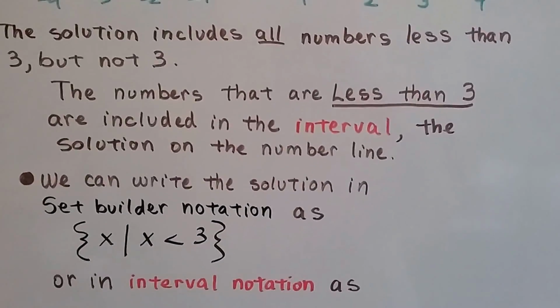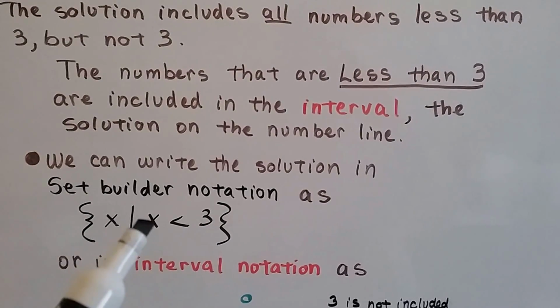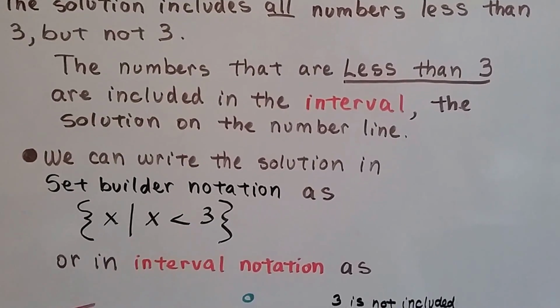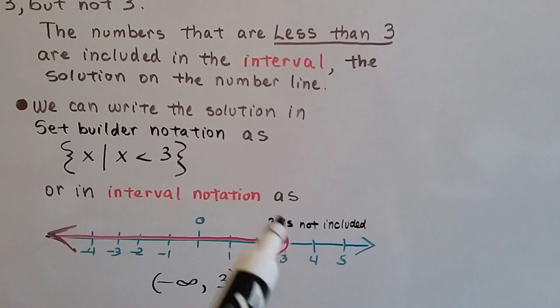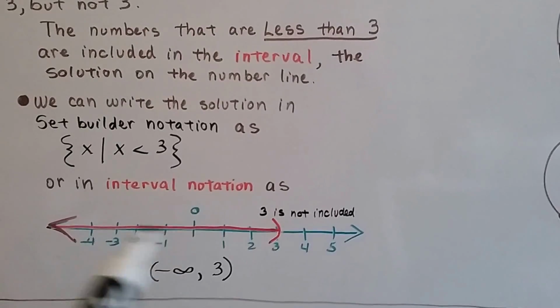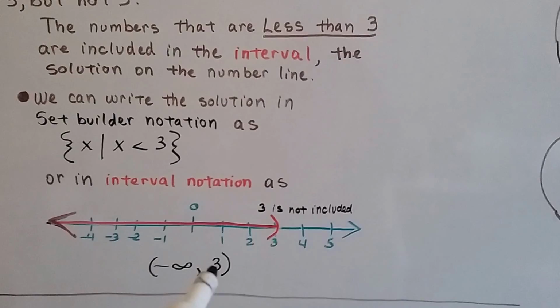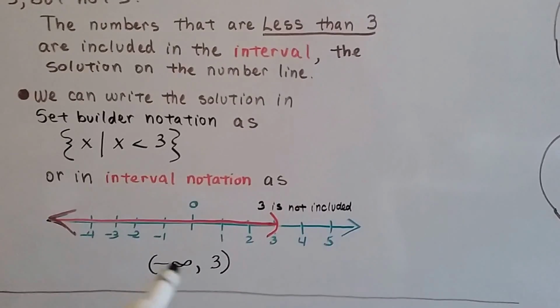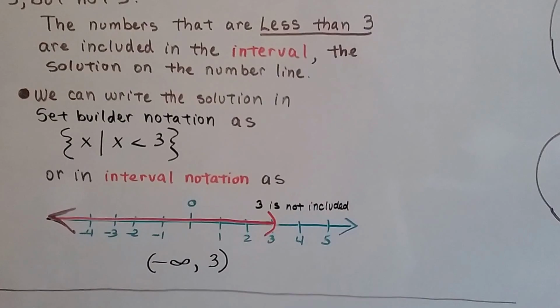And we can write the solution in set builder notation as x such that x is less than 3. We can also write it in interval notation as a parentheses with the arrow going in that direction to show our interval. And we would write it with a parentheses on this side with the 3 and a parentheses with negative infinity on this side, showing that that's our solution.